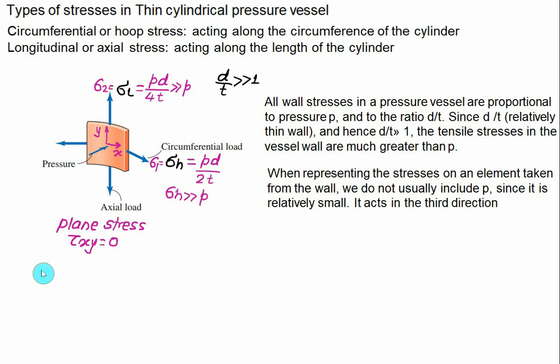Only two stresses are acting, that is one is the hoop stress and one is the longitudinal stress. Since shear stress is equal to 0, both the stresses acting perpendicular to the plane will be treated as principal stresses, that is sigma 1 and sigma 2 are the two principal stresses, and naturally here the third value of the principal stress will be taken as equal to 0, that is sigma 3 equal to 0.